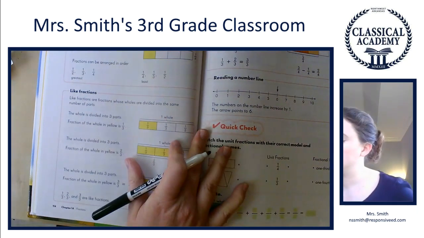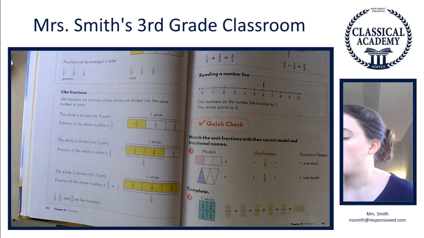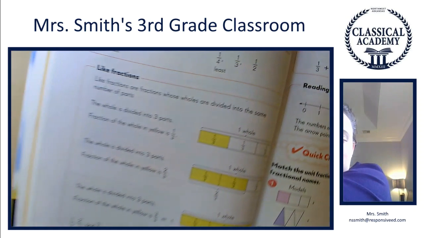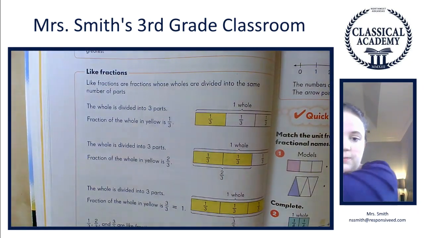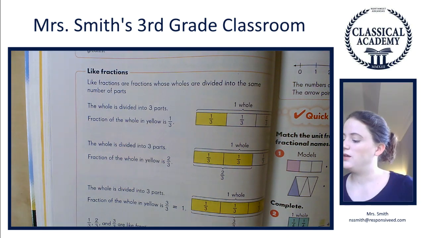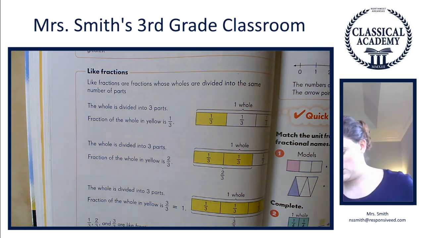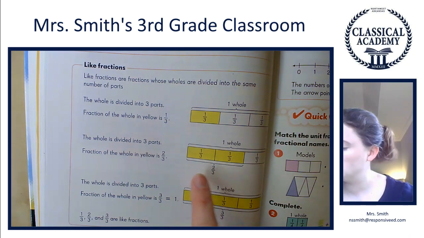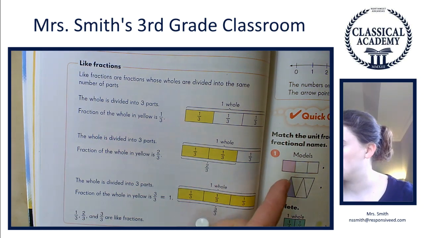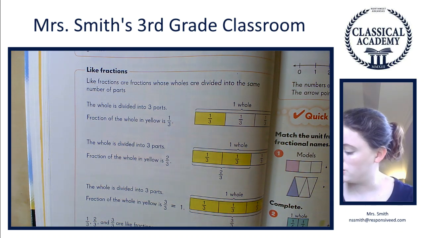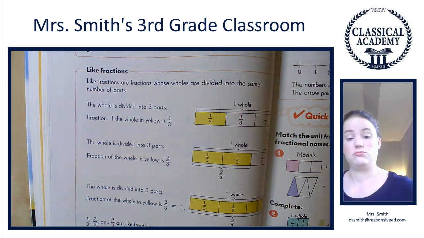Like fractions. Like fractions are fractions whose wholes are divided into the same number of parts. Let's get this a little closer so you can read it. So you notice the fraction in yellow is 1/3 up here. And then now the fraction in yellow is 2/3, right? In the second one, the whole is divided into 3 parts. There's 2/3. The whole is divided into 3 parts. 3/3 equals 1, just 1 whole.